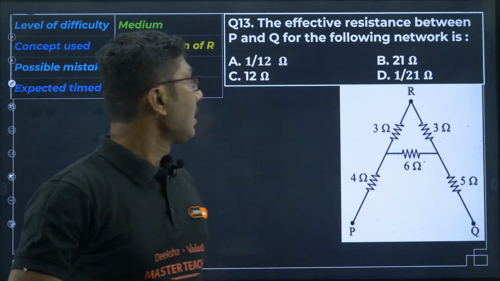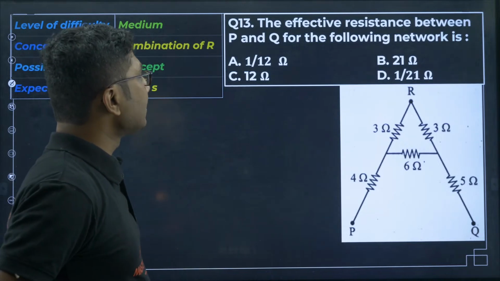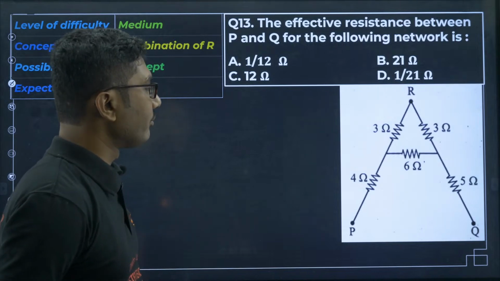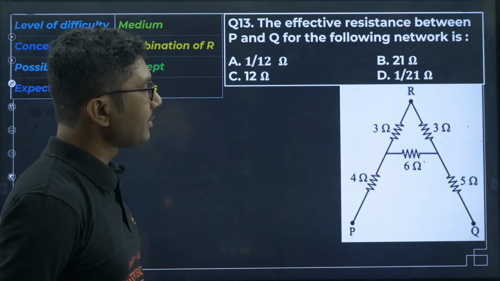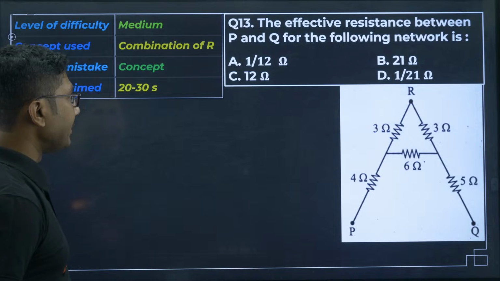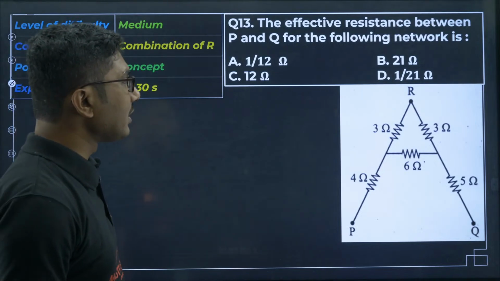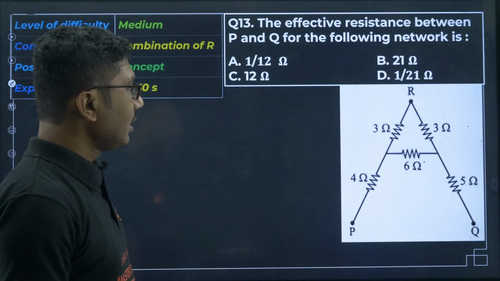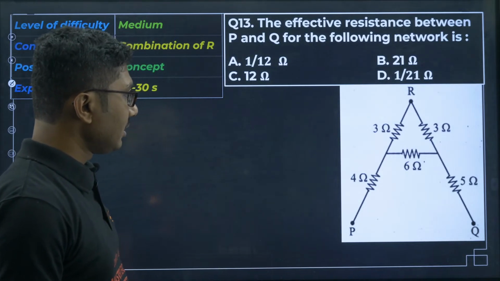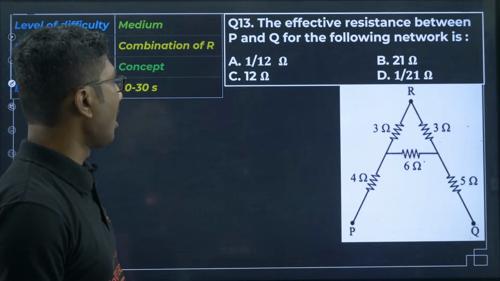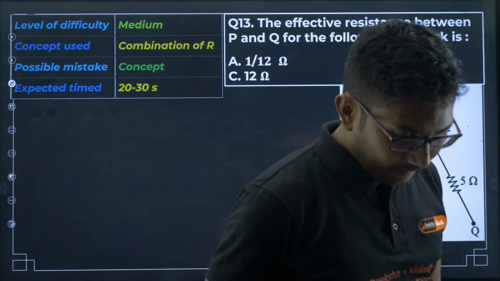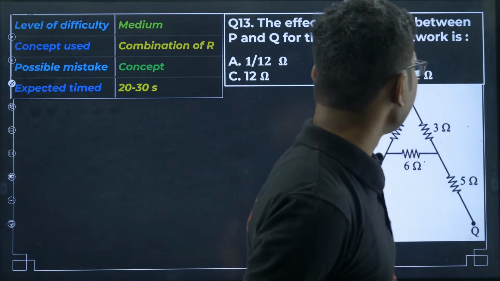Next question. The effective resistance between P and Q for the following network. So another network based question, a combination of resistances, a medium question. You should solve it quickly, it's not a super lengthy question. 3 plus 3 is 6, 6 plus 3 is 9, plus 3 is 12. Very easy question. Yes, 12, option D was correct.